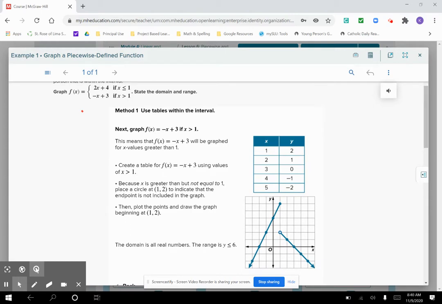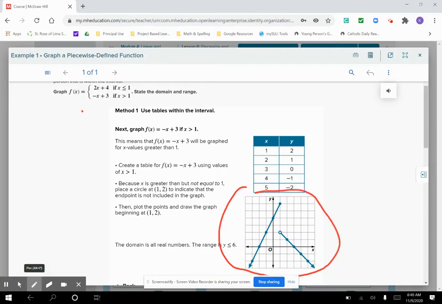So in your example, you can create this graph right here with these two equations. And remember, one is less than or equal to 0, and the other one is greater than 1. So this is an example of a piecewise function.